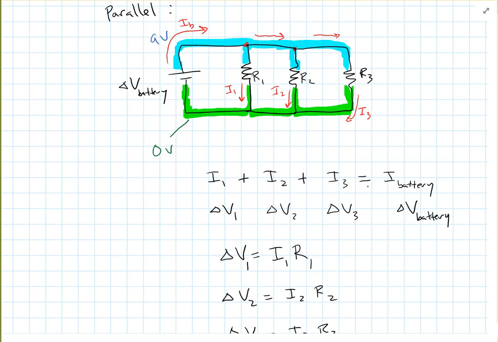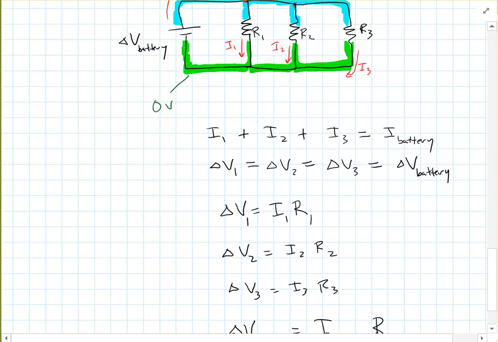And then for the voltage, we already discussed voltage, right? Those are all going to be the same. So the voltage is the same across each one of the devices in parallel. Then you're going to get to each of the individual resistors and say, I'm going to verify Ohm's law, V equals IR, for each of these individual resistors.